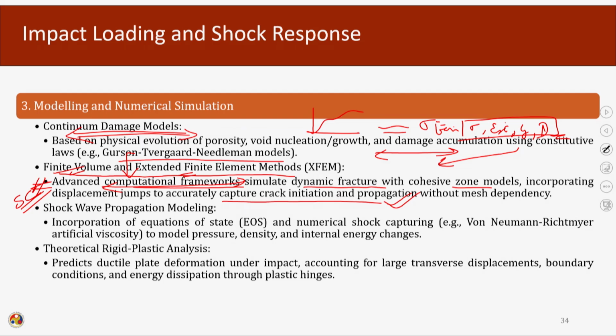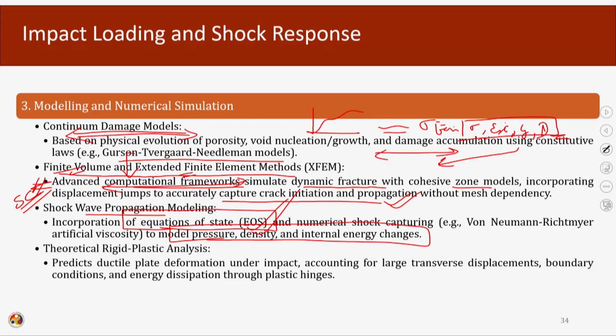Okay. Shock wave propagation modeling. What is done in shock wave propagation modeling is the equation of state. Sometimes the constitutive modeling is difficult. So, instead of doing constitutive modeling, the equation of state is modeled numerically, using von Neumann artificial viscosity or some other formulation, to model the distribution of the pressure, density and the internal energy changes across the different regimes. And this is done using equation of state modeling.